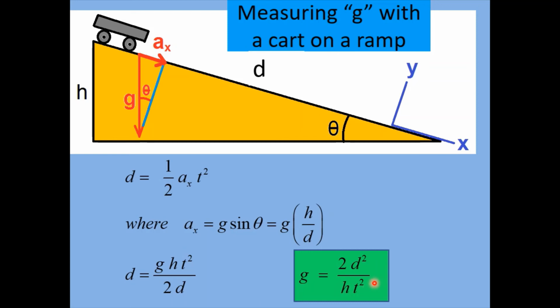So what we can do is measure d and figure out how many meters this is. We can measure h, that's the height of our ramp vertically here, and we can measure t, the time, with a stopwatch to see how long it takes this cart to roll down the ramp. So let's go ahead and watch the demo and collect some data.